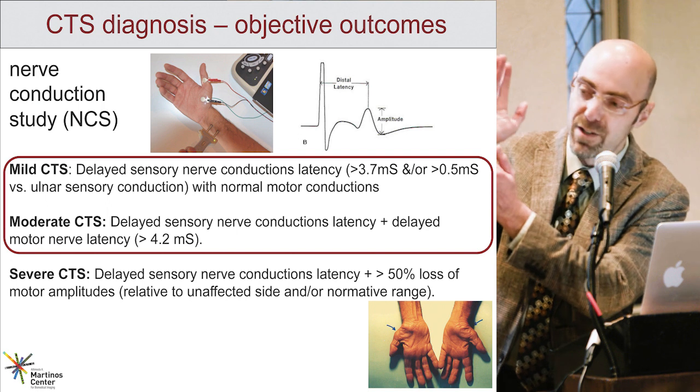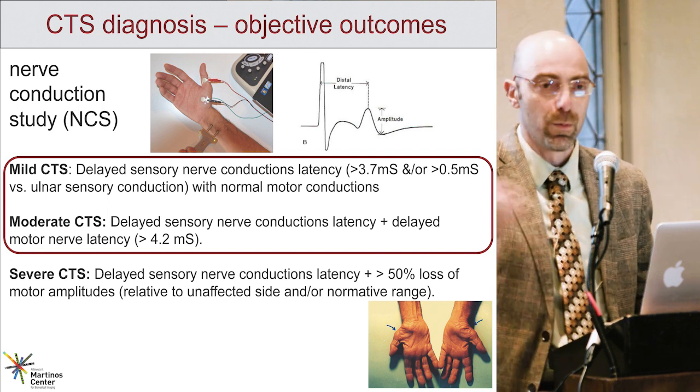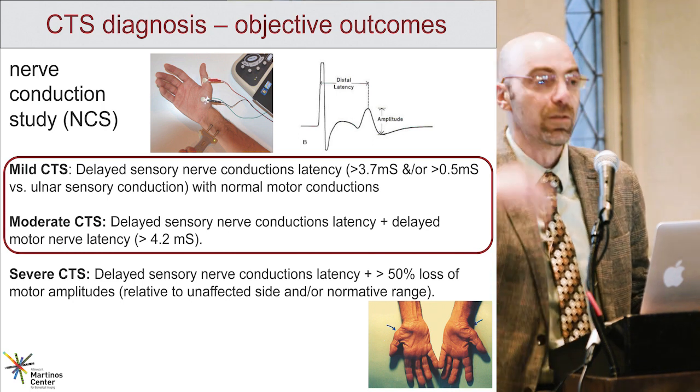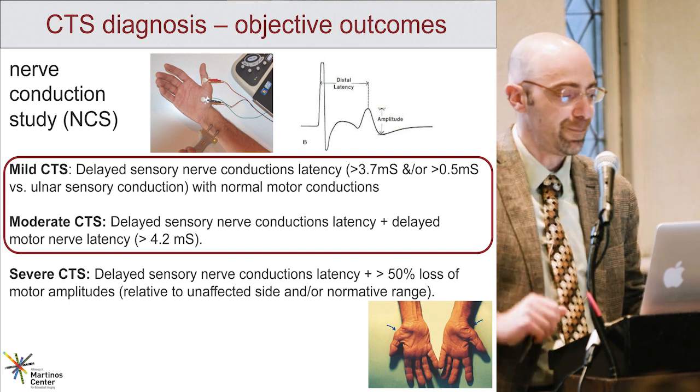So the ulnar nerve is on the outside over here, so you can also measure the conduction of the ulnar nerve as well. And typically what you see with CTS is that there's a delay in this impulse because it's trying to get over this nerve, which ends up swelling and becoming like really fat.